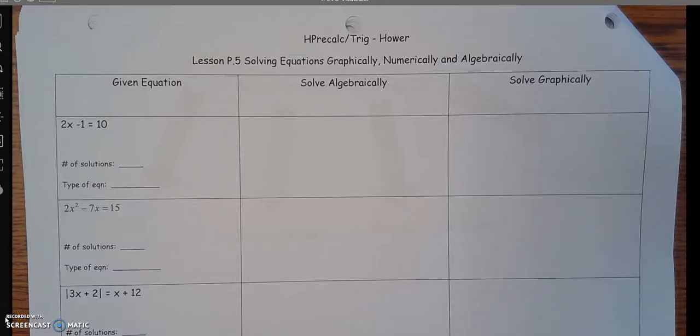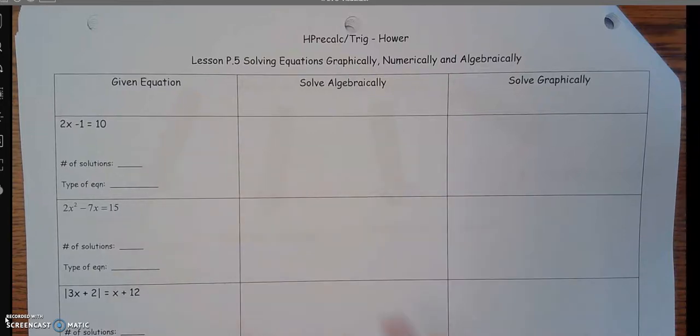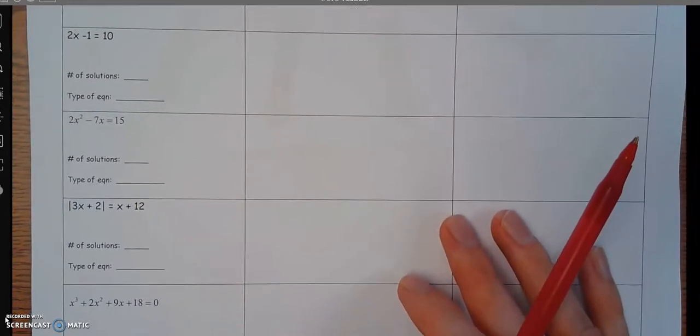Okay, this is Unit P, Day 5. And we're going to work on solving equations graphically, numerically, and algebraically. So first off, I'll just fill out this whole column over here. This first guy here, it's 2x minus 1 equals 10.